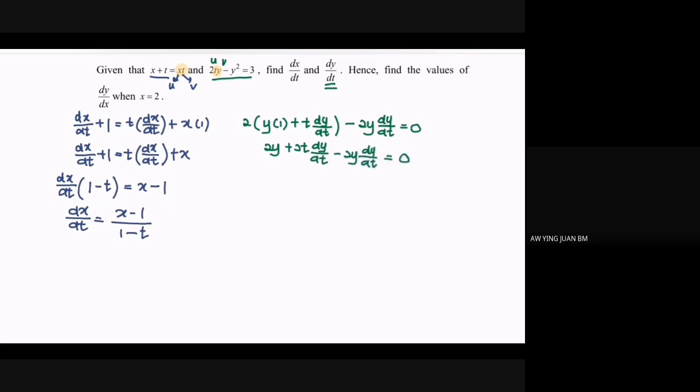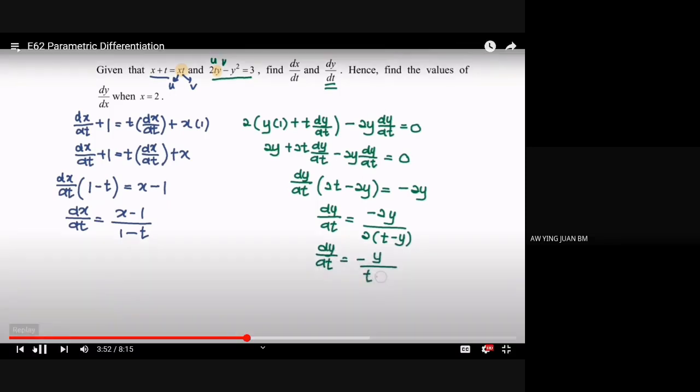Factor out the dy dt. So we will have dy dt bracket 2t minus 2y equals to negative 2y. So dy dt will be equals to negative 2y over, factor out the 2, so we have bracket t minus y. Simplify, so dy dt will be equals to negative y over t minus y.